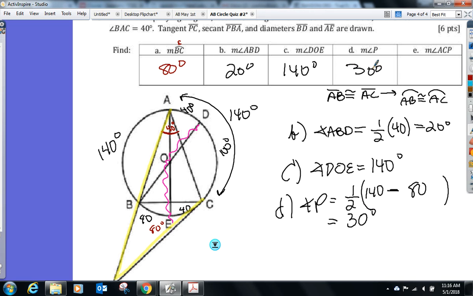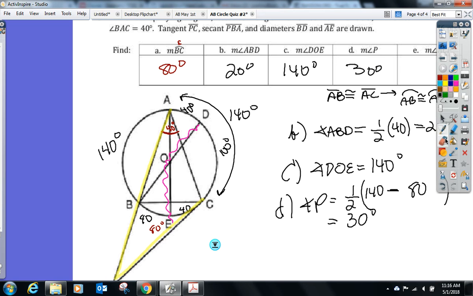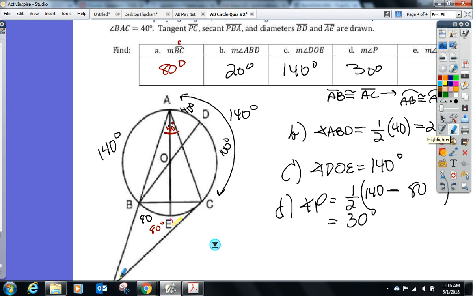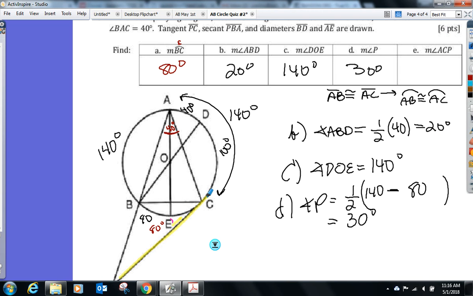And finally, A to C to P. This one was a tougher one. Everyone take a look. A to C to P. Where it happened? A to C. Oh, right here. What's this one right here? What's this AC? AC's a chord, and this is a tangent. We have a rule for that. That is take half of the arc. Everyone see the arc that's in between that angle? How large is it?